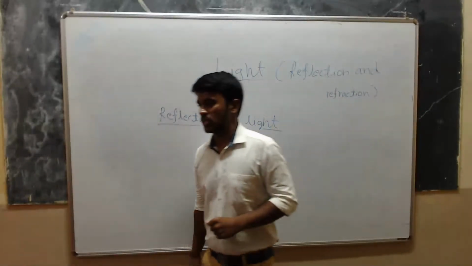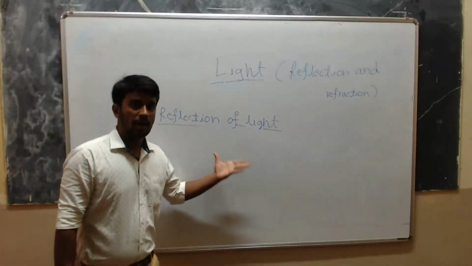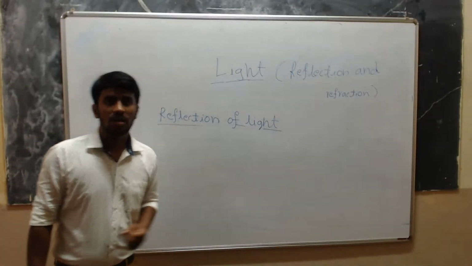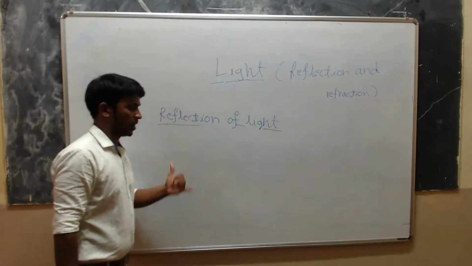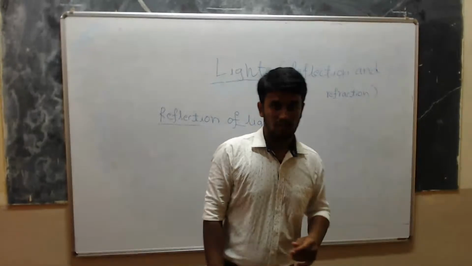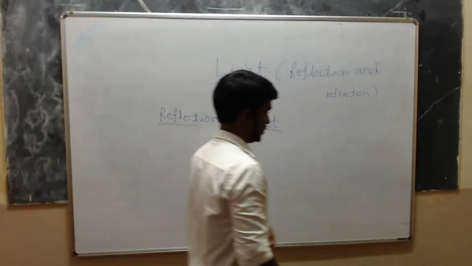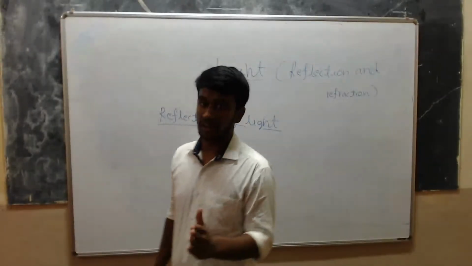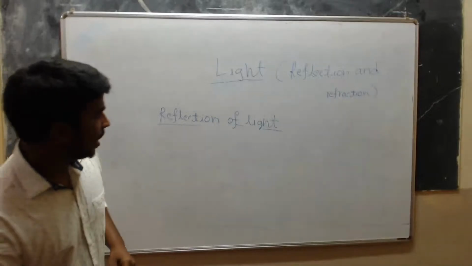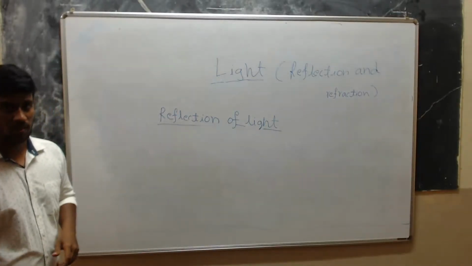Then, what is reflection of light? It's simple. The bouncing back of light is called reflection of light. For example, if you pass light to this wall, what will happen? It undergoes reflection, means it reflects. Already we have studied the laws of reflection of light.